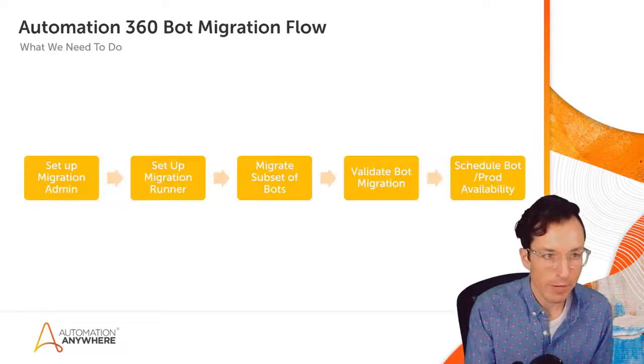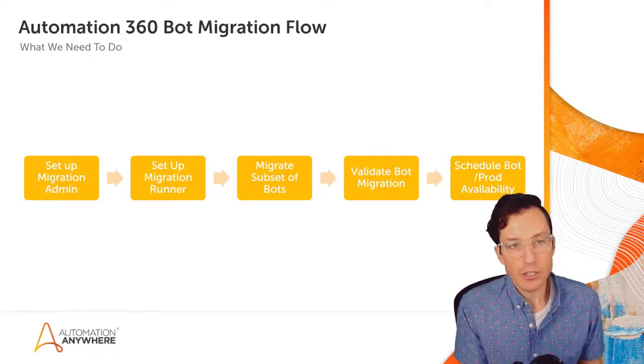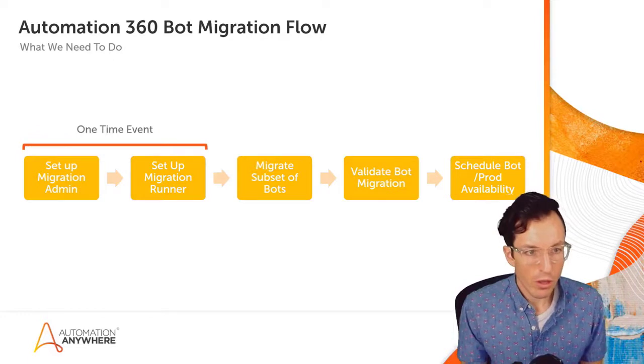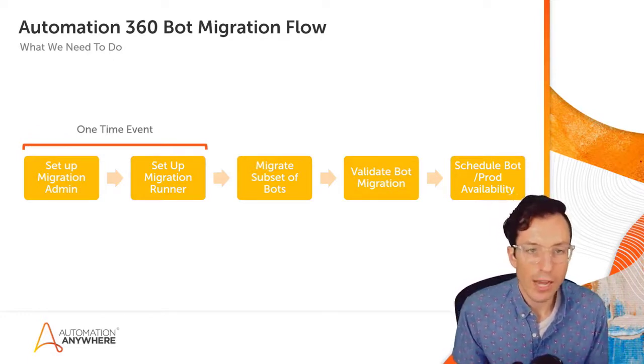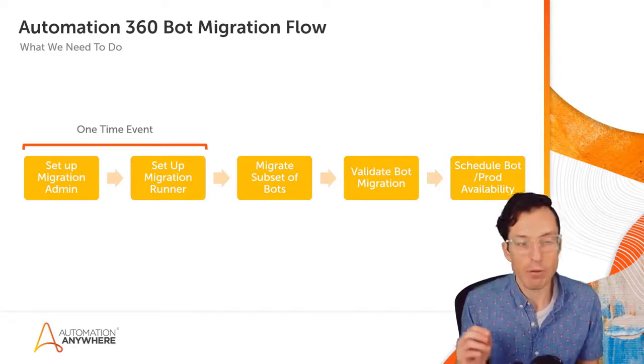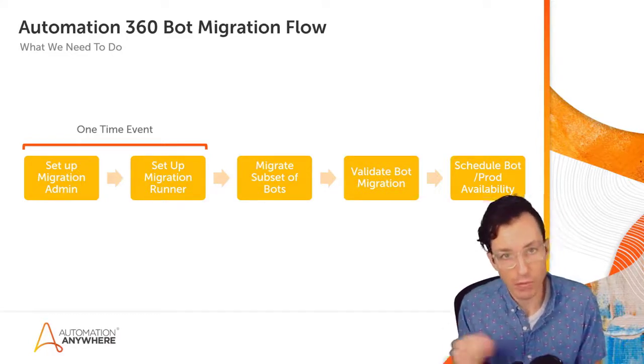All right, let's jump right in. The Automation 360 bot migration flow is a two-part thing. Part 1 is more of a one-time event, which means setting up your migration admin account and setting up your migration runner account. I'm going to talk about both of those.